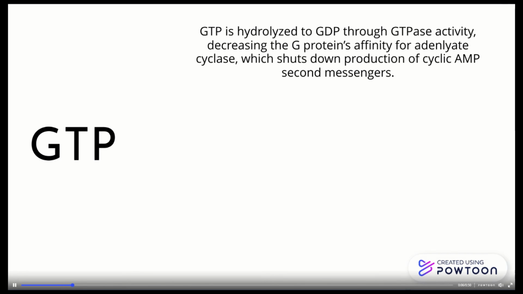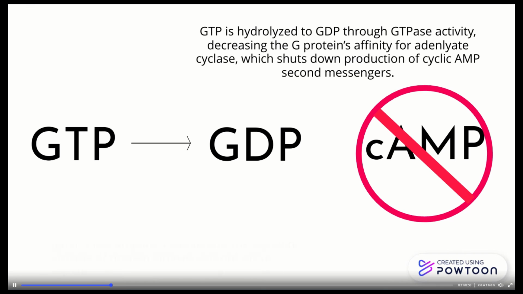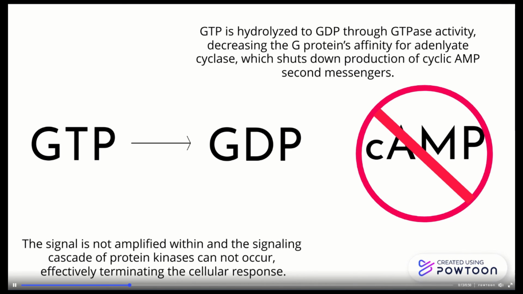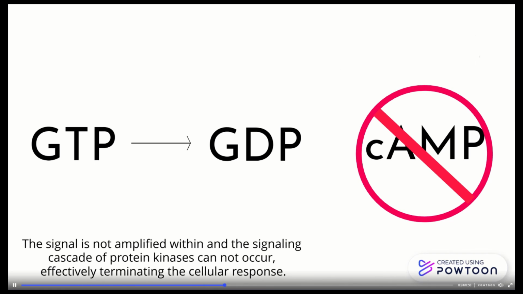GTP is hydrolyzed to GDP through GTPase activity, decreasing the G protein's affinity for adenylate cyclase, which shuts down production of cyclic AMP second messengers. The signal is not amplified within, and the signaling cascade of protein kinases cannot occur, effectively terminating the cellular response.